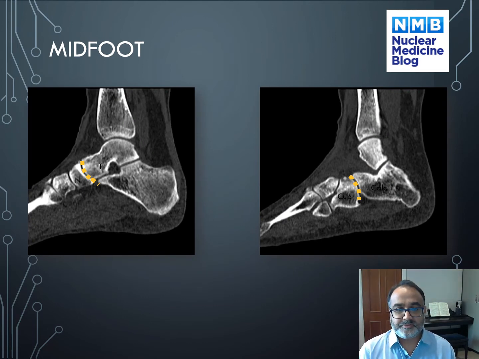We've looked at the hindfoot, now we're looking at the midfoot. Now the midfoot is a complex set of joints that forms arches across the foot and supports the weight of your body and distributes it from the hindfoot into the forefoot. You can see here on the sagittal view, you can see the talonavicular joint on the left, and more laterally on the right here you can see the calcaneocuboid joint.